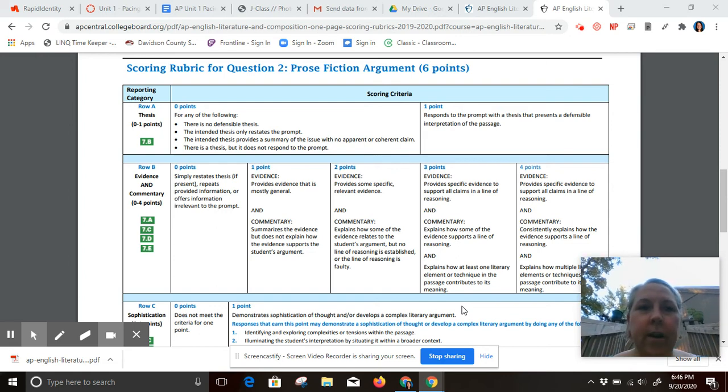Guys, Miss Quigley here. I wanted to walk you through the scoring rubric for question 2, which is your prose fiction argument. All of the rubrics are pretty similar, but I do want to walk you specifically through each one with the unit that it corresponds with. So we've been studying short fiction in this first unit, and so this is going to be the type of question that you're faced with on your unit test. And I just wanted to make sure you understood how the rubric worked, and then I'm going to have you use the rubric to actually score your pretest so you can get a better feel for how it goes.